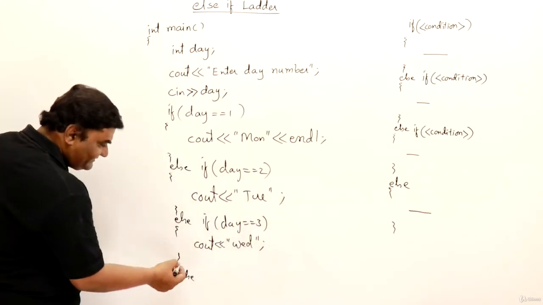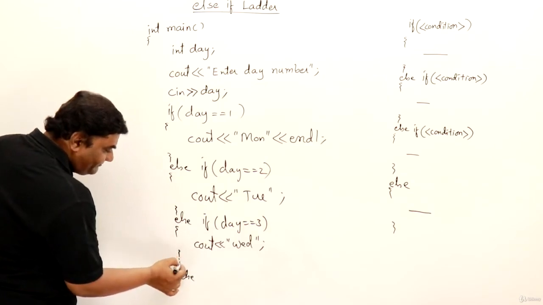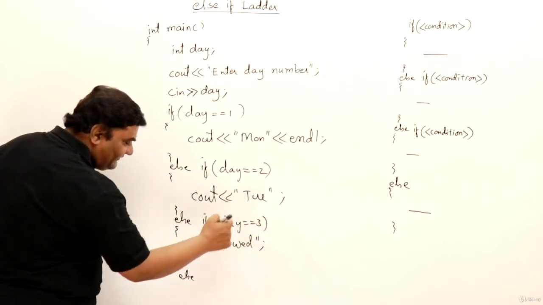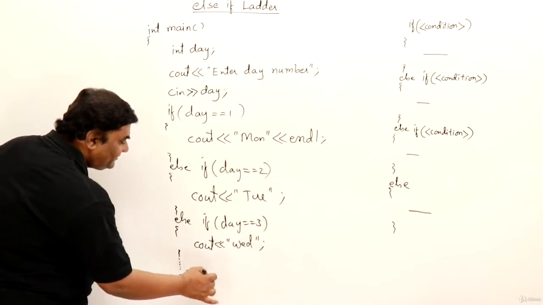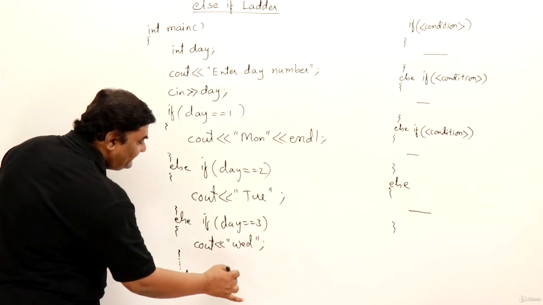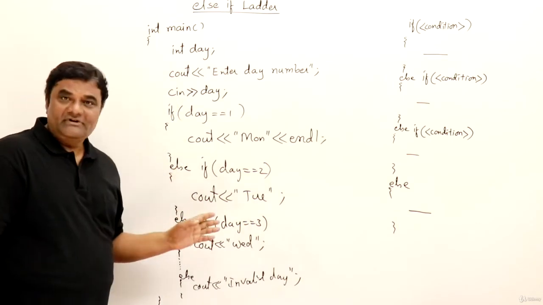At last, see, I am writing the continuation part. So continue. For 3 I have written 4, 5, 6, 7. All you have to write on. Then after that, cout invalid day. So this is the program.